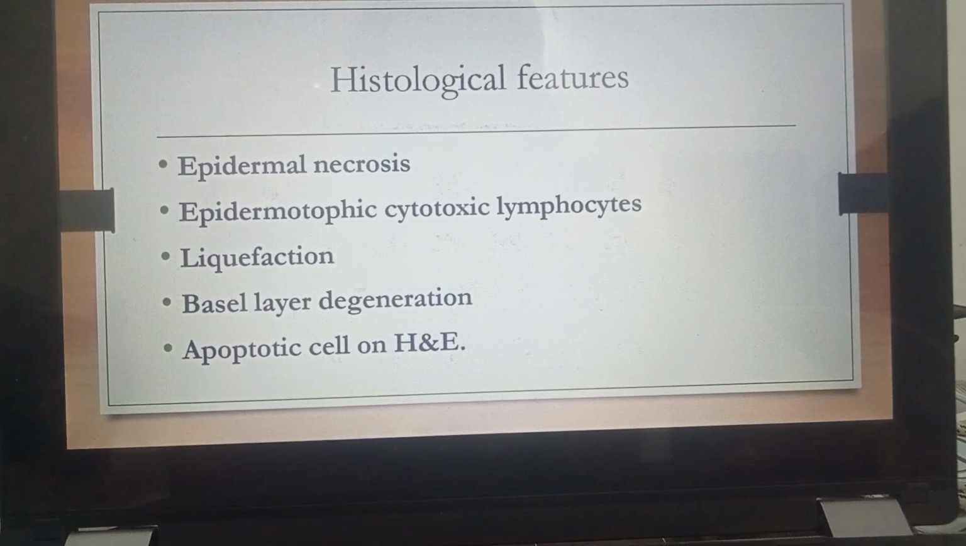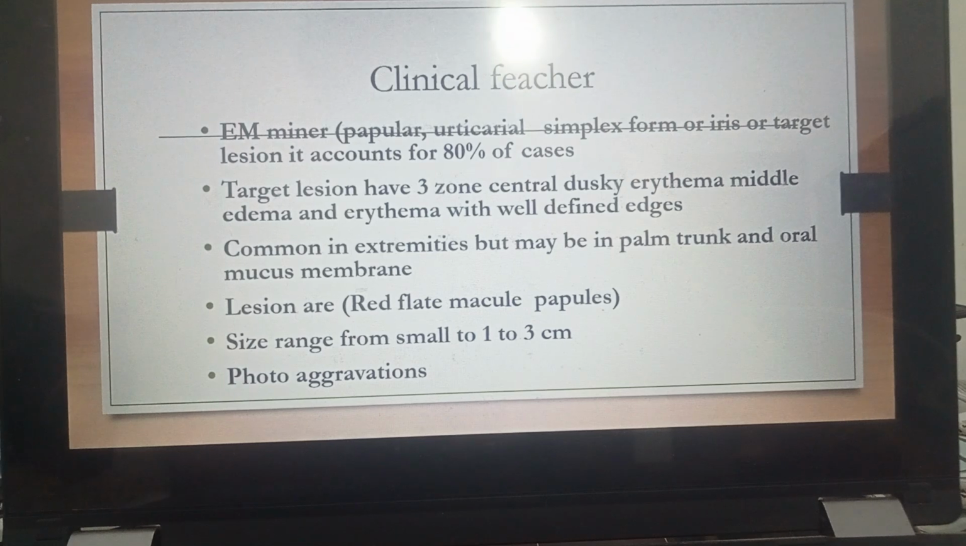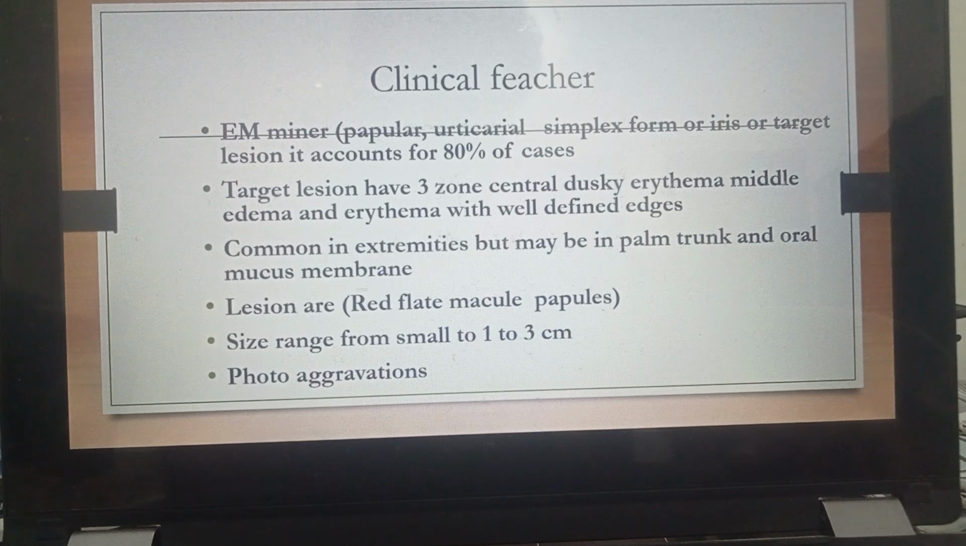and hematoxylin bodies are also seen. Clinical features include those of erythema multiforme minor. These are characterized by papular, urticarial, simplex form, or iris or target lesion. It accounts for 80% of cases. Target lesions have three zones: central dusky, middle edematous zone, and third is the erythema with well-defined edges. I have already discussed this point.